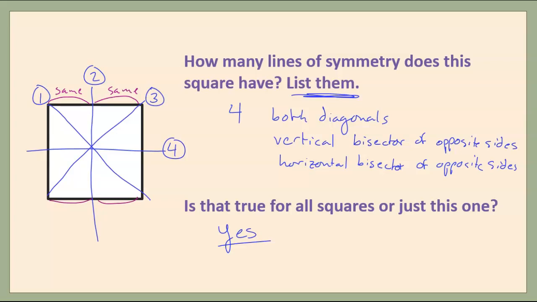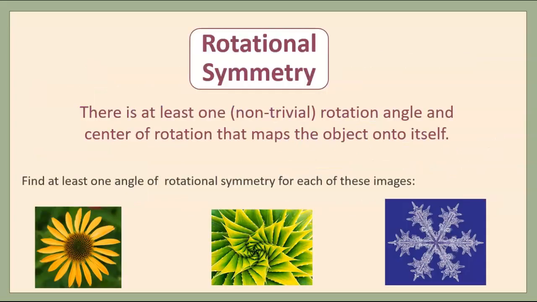All right, so I think we have a good handle on reflectional symmetry. Let's talk about rotational symmetry. And our definition of rotational symmetry, it's not quite as intuitive, we don't jump to it right away, is there's at least one non-trivial, we'll talk about what that means, one non-trivial rotation angle and center of rotation that maps the object onto itself. So you can think about spinning this around, something like a globe spins around itself.